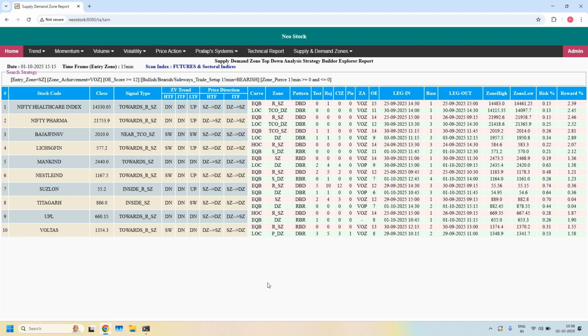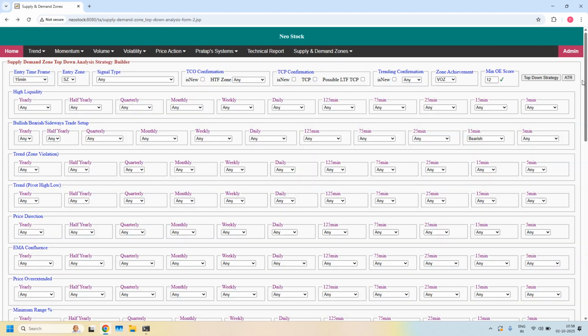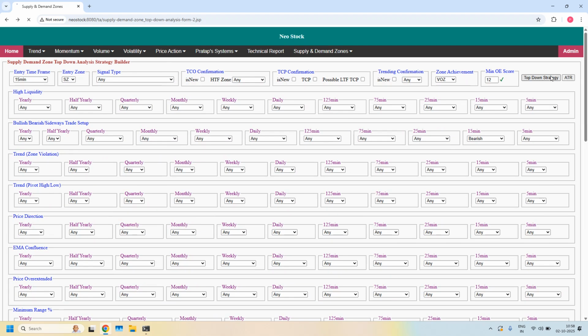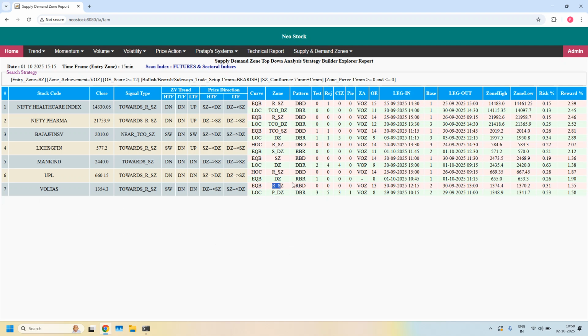Out of these 10, how many are having more high probability to get success? That we will filter based on different zone confluence and EMA confluence strategies that we learned in lesson 27. First filter LTF and ITF supply zone confluence, 15 minutes and 75 minutes supply zone confluence. By enabling the filter, we got 7 stocks. In all the 7 stocks, all these 15 minute supply zones are overlapped with 75 minute supply zone, and 75 minutes trend, ITF trend, is downtrend in all the stocks.